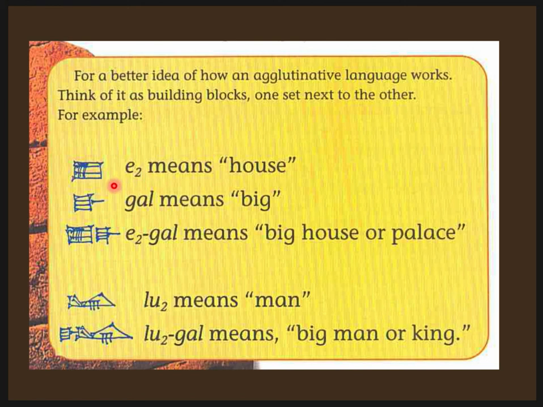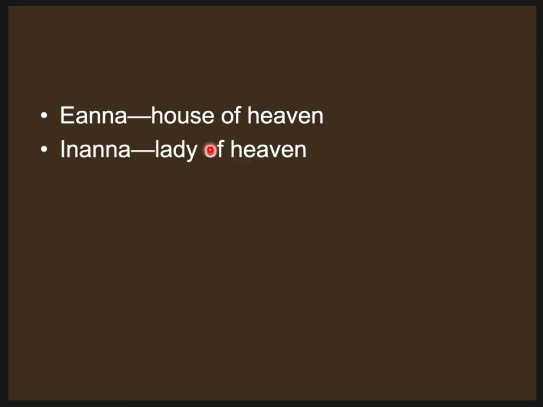Right? Well, gal, as I said, means great or big. So E-gal means big house, which actually means palace in ancient Sumerian. Lu, man, Lugal, right? Man big means king. We said E-ana. E is house, ana is heaven, house of heaven, and Inanna, lady of heaven.